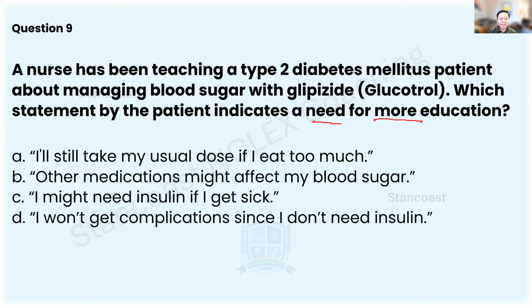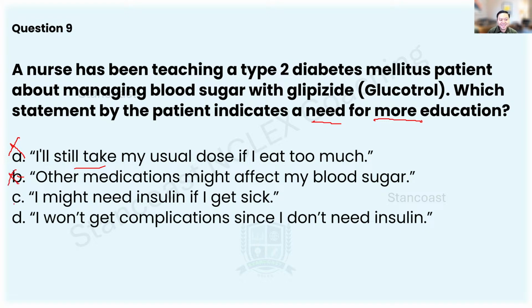If you answered letter A, I'll still take my usual dose if I eat too much, this is generally appropriate, as it will still help maintain a steady blood sugar. And so we are not going to select this one. If you had answered letter B, other medications might affect my blood sugar, yes, there is truth to that statement. It simply means that they have the awareness that other medications that they might potentially be taking can also interact with the Glucotrol. It might affect their blood sugar. It could be high or it could be lower blood sugar.